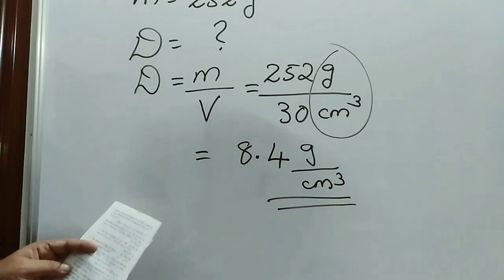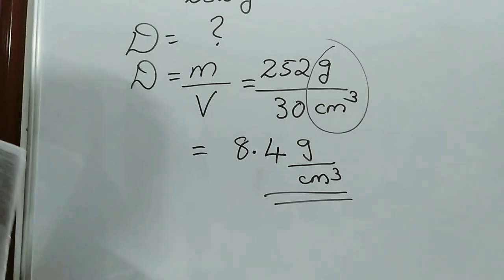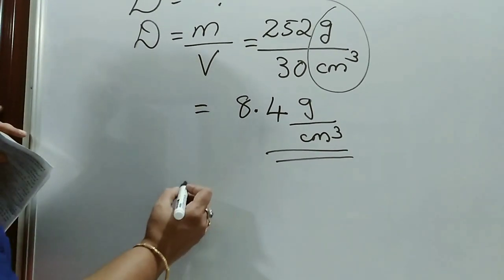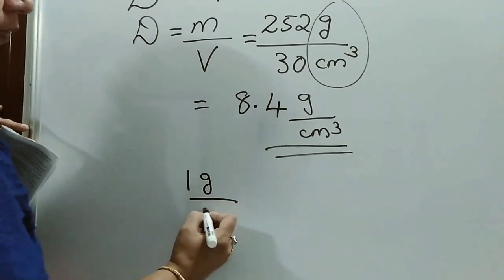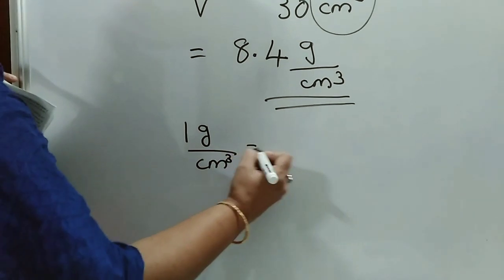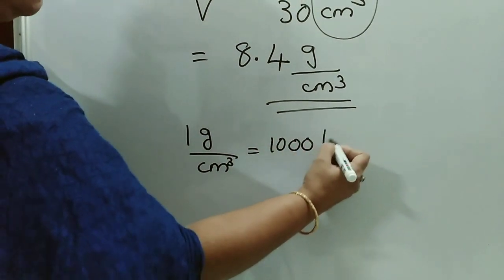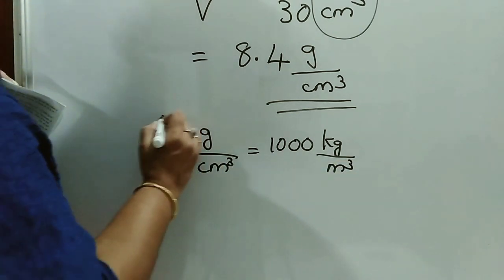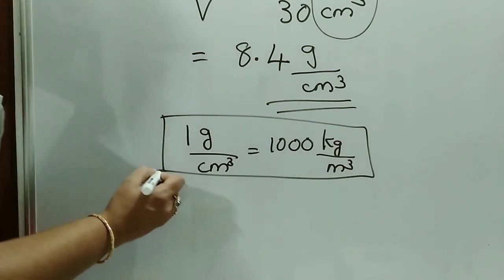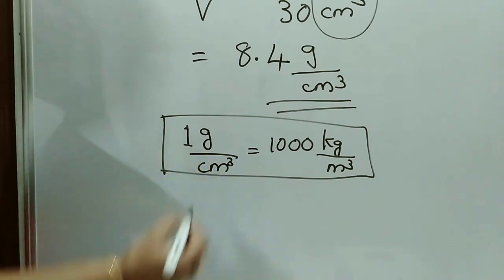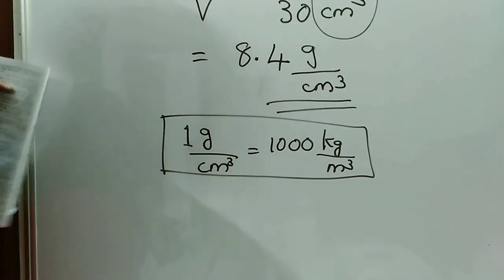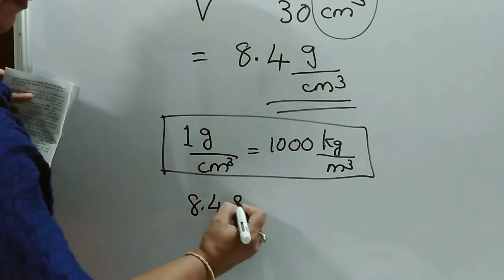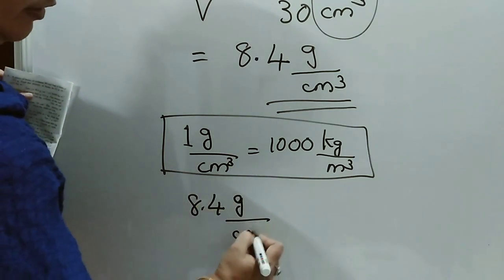Now we are asked to find the answer in kilogram per meter cube. We have the formula. Next formula you have to learn by heart: 1 gram per centimeter cube is 1000 kilogram per meter cube. So this formula also you are supposed to learn by heart. Okay, 1 gram per centimeter cube is 1000 kilogram per meter cube. So we got 8.4 gram per centimeter cube.